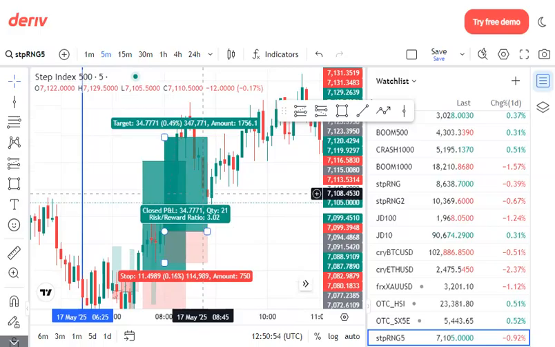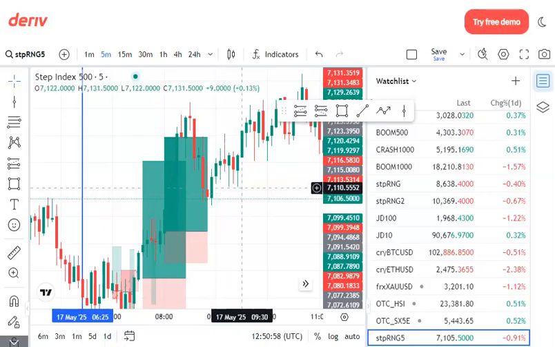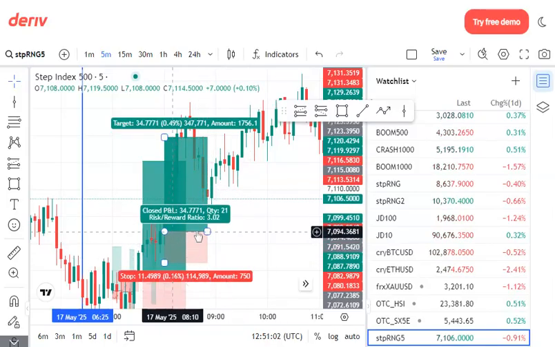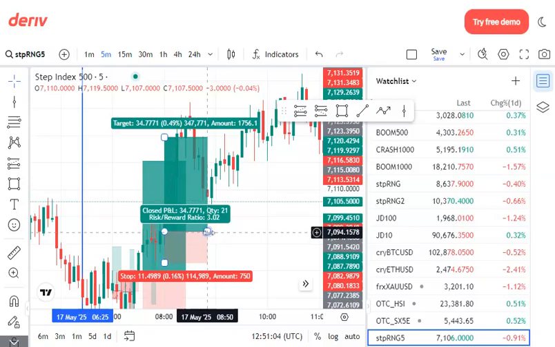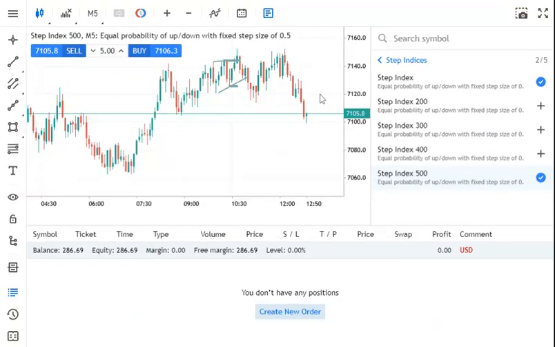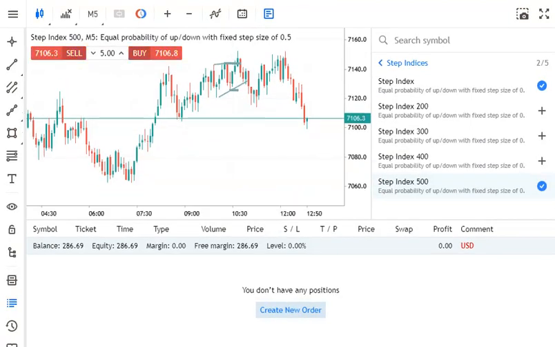So it is 1 is to 3 and $14. Look at this. We made this, when this money was made, time was 8:50 a.m. All right, look, it was a winner trade.